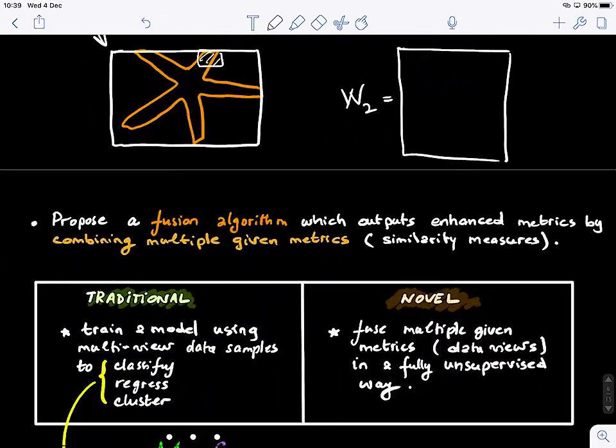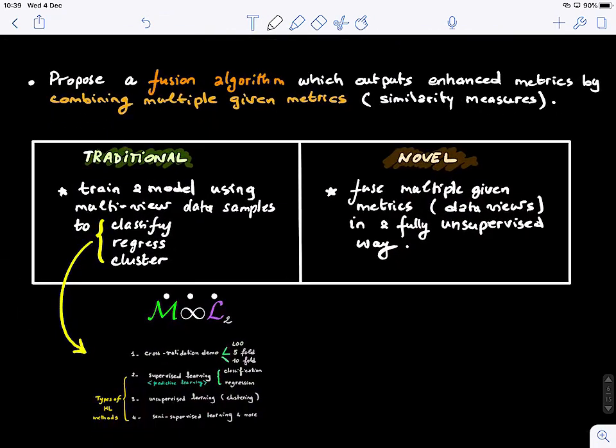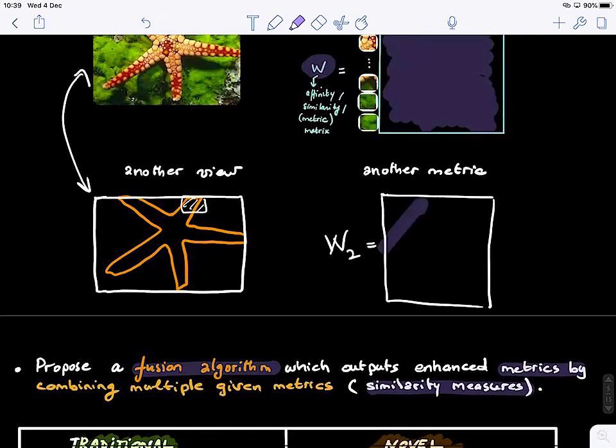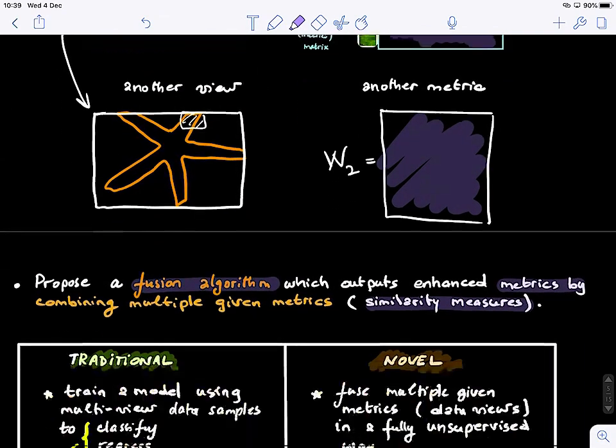Okay, now what is proposed in this paper, and what we're looking at now, is how can we design a fusion algorithm of multiple graphs. So in their paper, they basically propose a fusion algorithm, which outputs enhanced metrics by combining multiple given metrics or similarity measures. So given metrics or similarity measures are these, the similarity matrices.